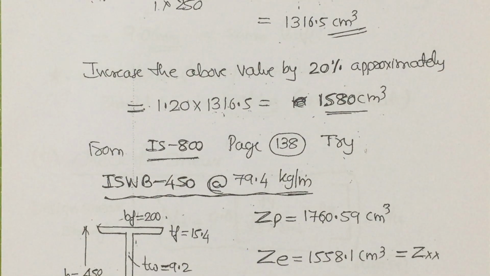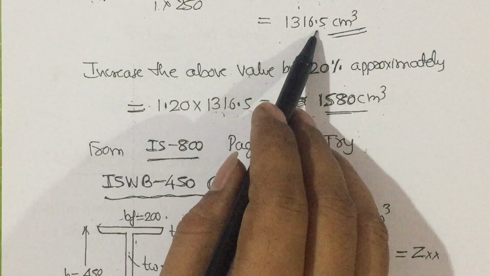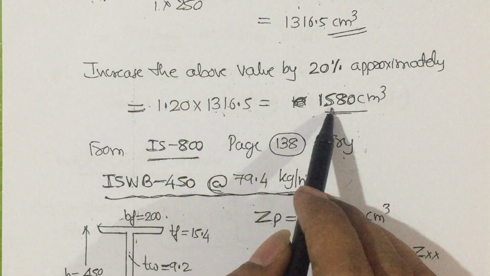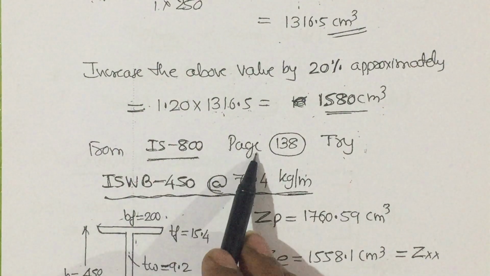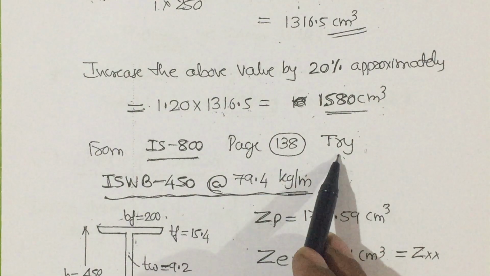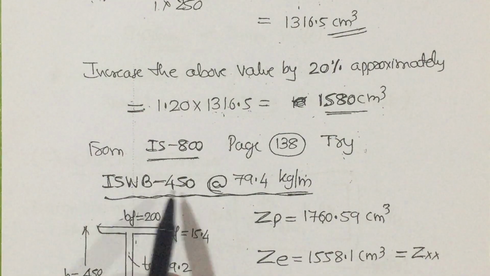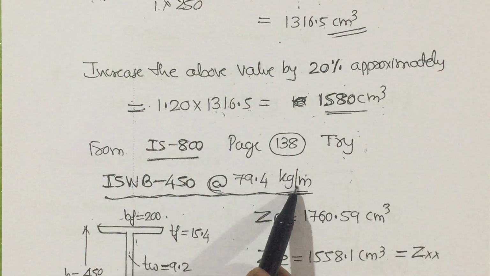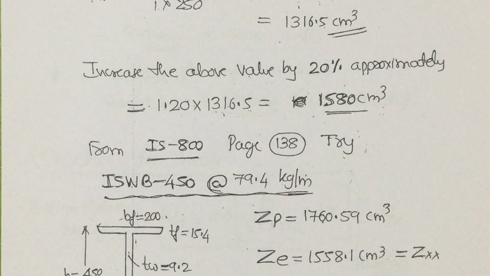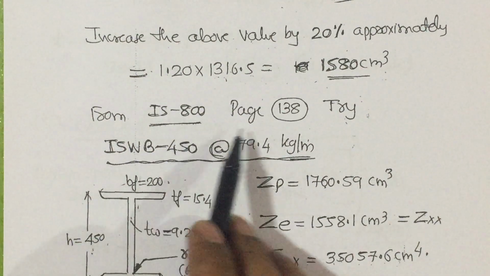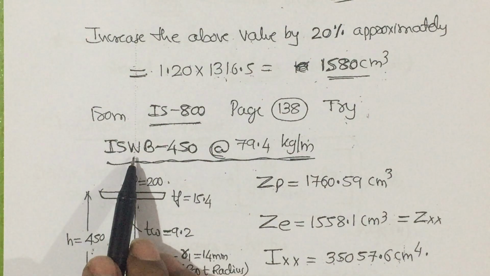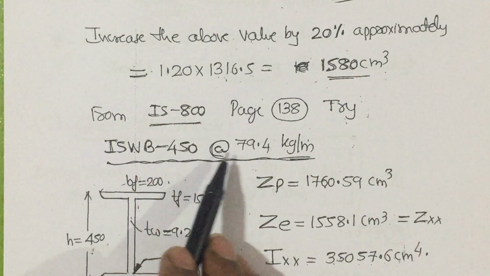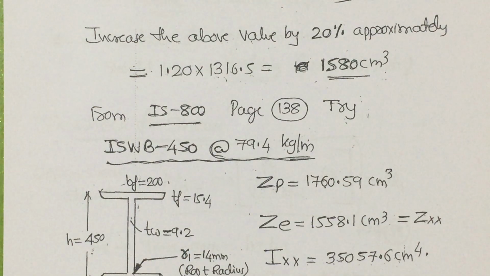Then increase the above value by 20% approximately. So, we need to multiply this value by 1.2, you will get 1580 centimeter cube. Therefore, from IS 800 page number 138, we may try ISWB 450 at 79.4 kg per meter based upon this value. Go to page number 138, check it and select the section. Here I selected ISWB 450 at 79.4 kg per meter.